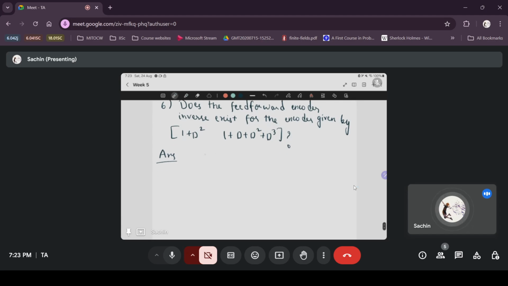Maybe I'll write it down. So first you divide the second term by the first term, d cube plus d square plus d plus 1. So this is d times. So d cube plus d. Subtract, you'll be left with d square plus 1 plus 1.